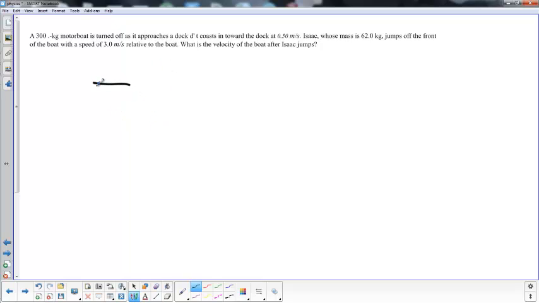So we've got a boat, and we've got Isaac on it, and the boat's moving this way, and then Isaac jumps this way, and the boat should slow down or it should move backwards. So we'll see what happens to it. But we know that the boat and Isaac have a mass of 362 kilograms because the boat's 300 and Isaac's 62. And they're both moving along with a speed of a half a meter per second. And that's going to have to equal whatever goes on after this.